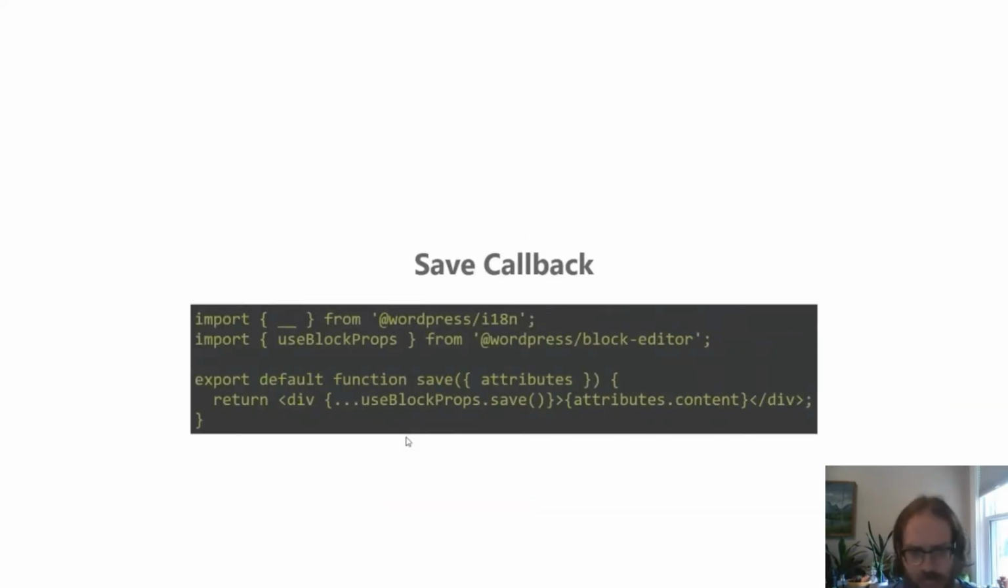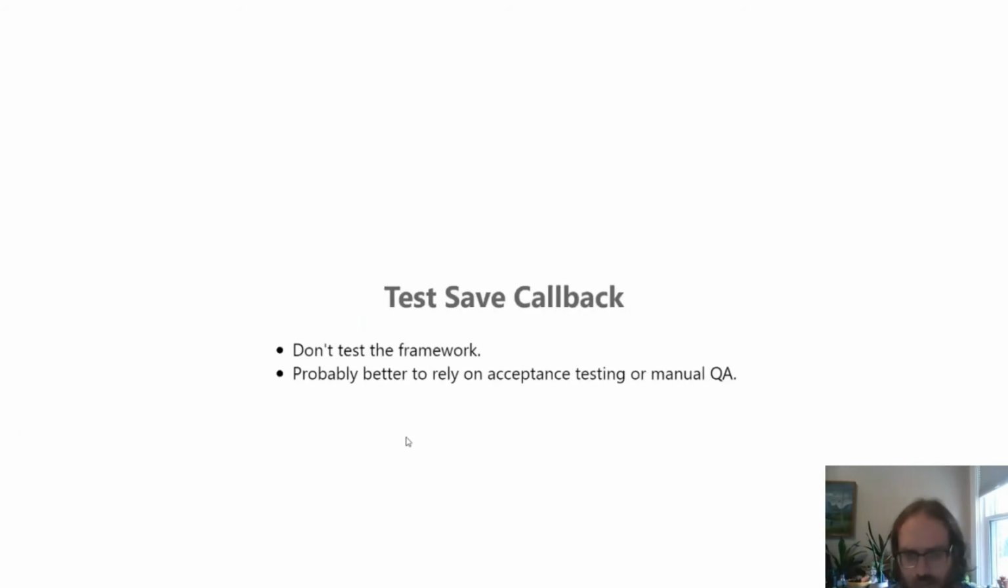This is my save callback, and in this save callback, what I have is just showing the value of the one attribute that I'm saving. And I don't think that's worth writing a test for, because you don't want to test the framework. And this is the kind of thing that's better to rely on acceptance testing or manual QA for.